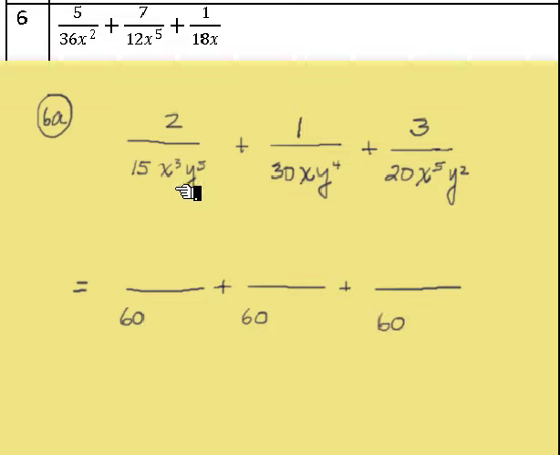Now the powers of x. X cubed, x fifth. Take the largest, x fifth. Remember, when finding a common denominator, think bigger. Okay, powers of y: y fifth, y fourth, y squared. Take y fifth. So that's our common denominator, 60 x to the fifth, y to the fifth.